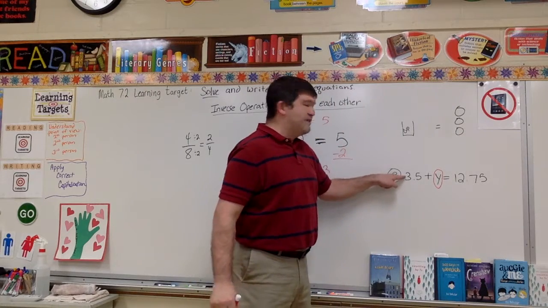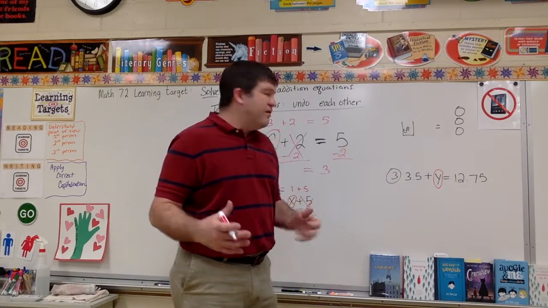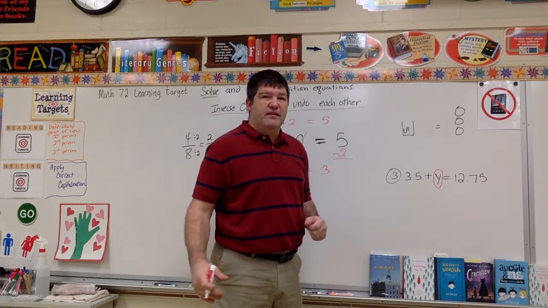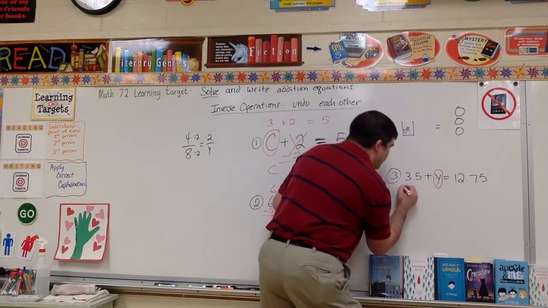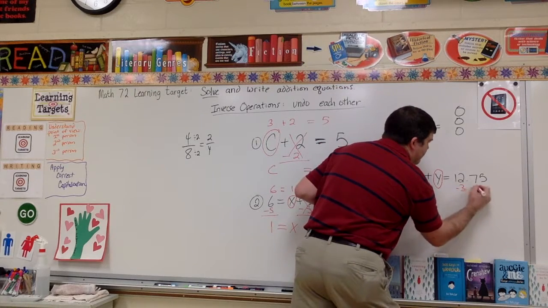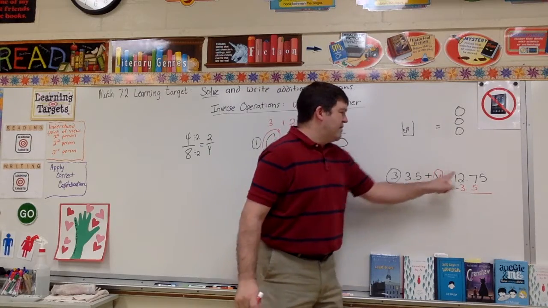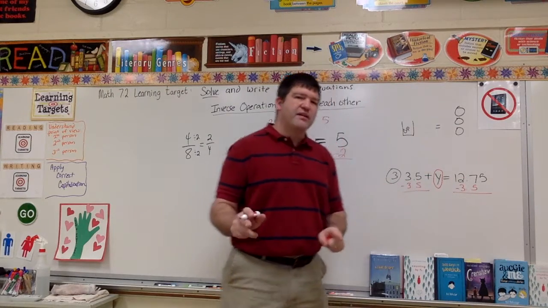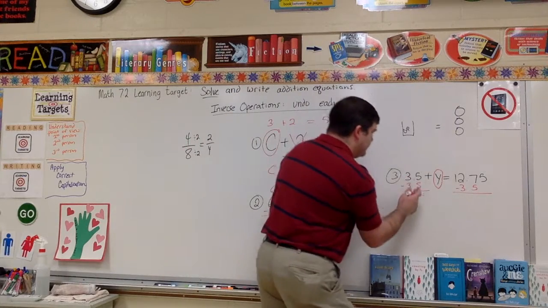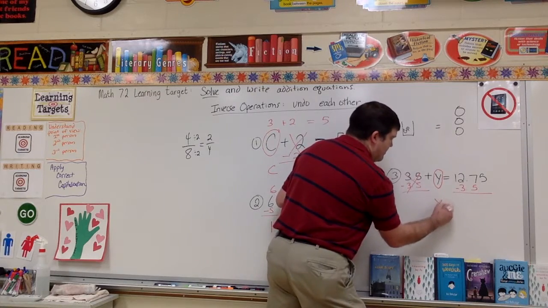I know that this is 3.5. Now, because there's not a plus sign in front of it, I still know it's positive. I know I have 3.5, and I need to get rid of it. How am I going to get rid of it? Subtract 3.5, and then I got to do it on both sides. And I lined up my decimals. Remember, with adding and subtracting of decimals, you line them up, and then you just go. Okay, so 3.5 minus 3.5 is 0, so they cancel each other out.